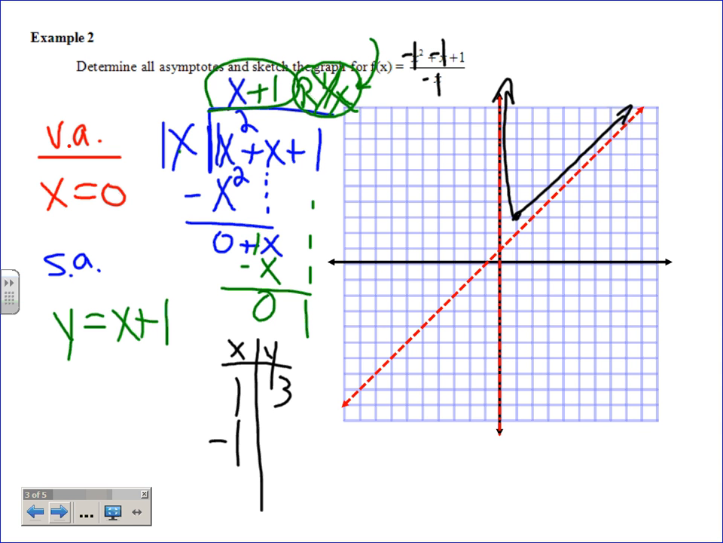So it's -1 squared. 1 minus 1, right? Plus 1. Do you agree that's what the top is? So those cancel, so it's 1, right? Over -1, which is -1. So -1, -1, there it is. And so it goes there, and it goes there.